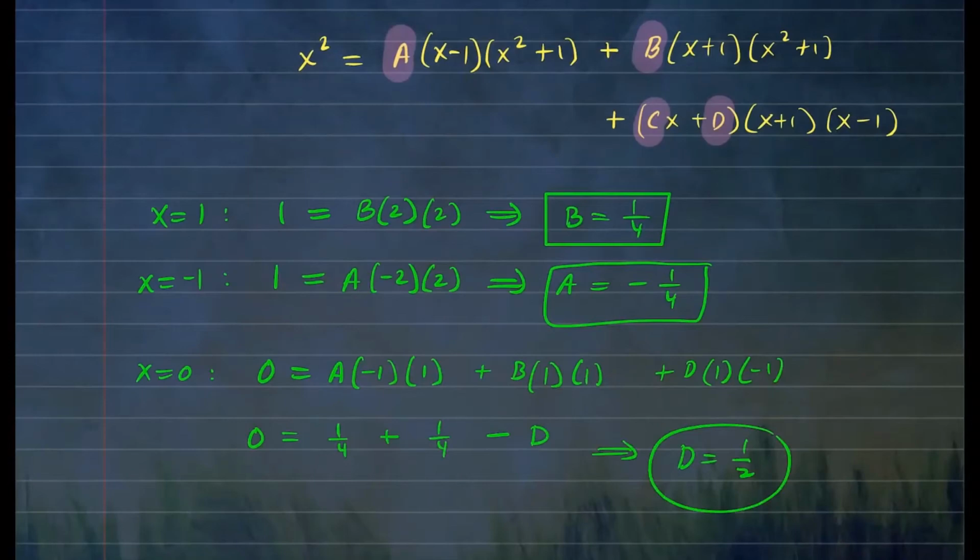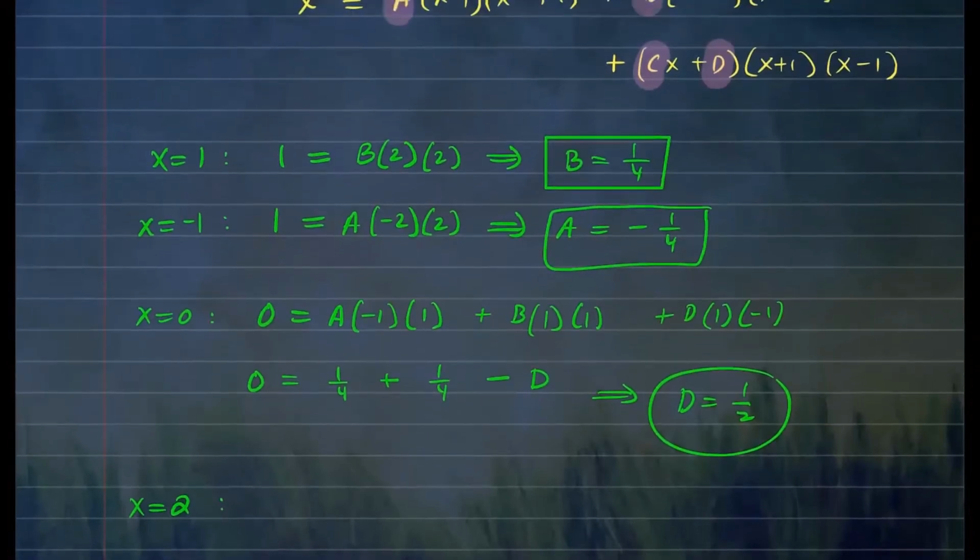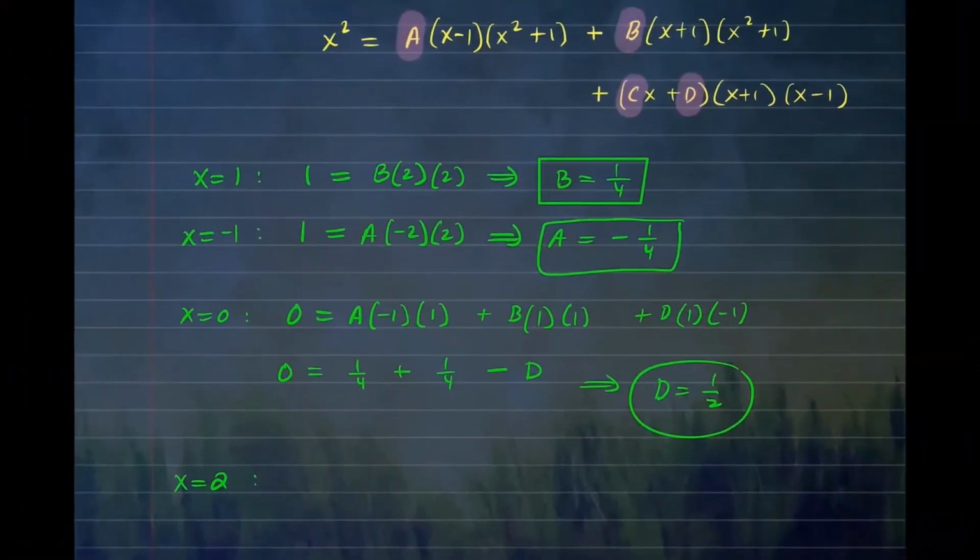Now you can pick any x value really to solve for c. I'm going to go ahead and pick x equals 2. Something easy, convenient. Plug in x equals 2. So you have on the left side 2 squared, that's 4. On the right side, you have a is -1/4. And then 2 minus 1, that's 1. 2 squared plus 1, that's 5.